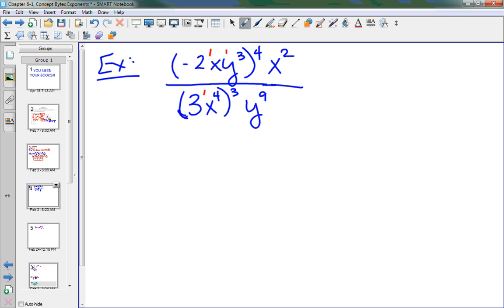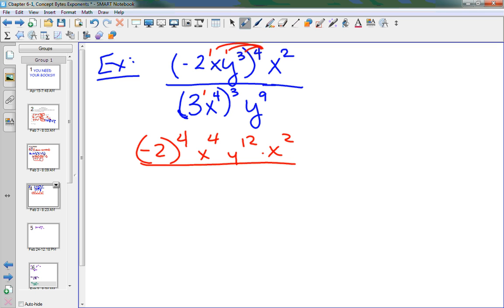Do we get that? Since they're all different bases, they all are required to get that exponent with it in the parentheses. So negative 2 to the 1st, I'm going to simply multiply. So it's negative 2 to the 4th. Multiply here, x to the 4th. Multiply here, y to the 12th. Drop down the x squared. Here, that becomes 3 cubed, x to the 12, y to the 9.